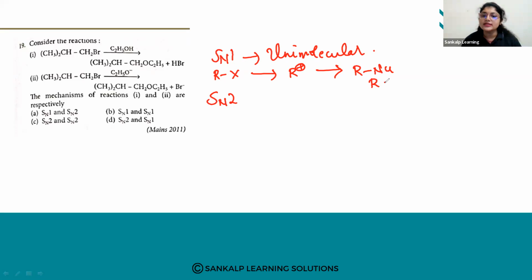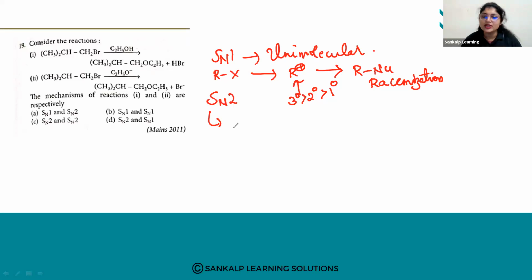Here, what you yield is a racemization mixture. That is, you get both inversion as well as retention of configuration. The products obtained are racemic in nature. Here the reaction depends upon the stability of carbocation. That is, tertiary is more stable than secondary and then primary. So this is about SN1 reaction in short.